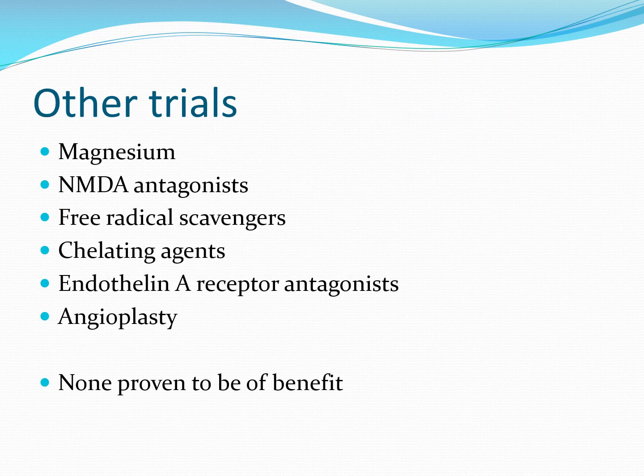Many other things have been trialed to try and improve outcome for people with subarachnoid hemorrhage. These include magnesium, NMDA receptor antagonists, free radical scavengers, chelating agents, etc. Unfortunately, none of these have proven to be of benefit yet.